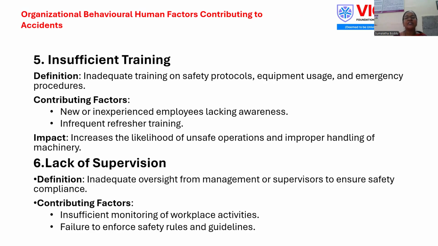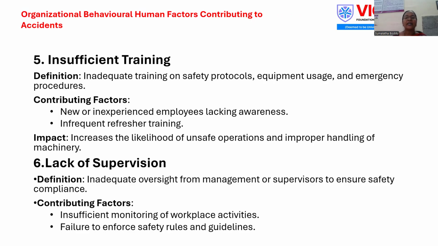Coming to the explanation of insufficient training: without proper training, workers may not know how to operate machinery safely, how to use PPE, how to respond during emergencies. This increases the risk of accidents and equipment damage. For example, an untrained worker handling chemicals may not understand hazard symbols and may mix incompatible chemicals. How to prevent? Conduct regular training programs, provide practical demonstrations, organize mock drills and emergency exercises.